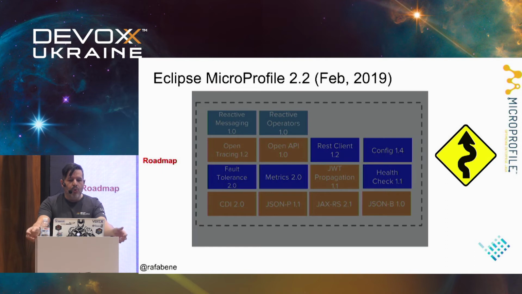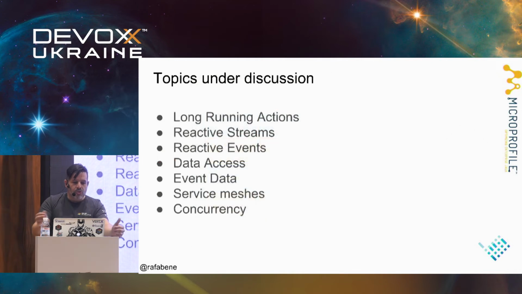Okay. What will come for MicroProfile 2.2? That might be a question. It's scheduled for February of 2019, and they plan to release reactive messaging and reactive operators. So everything seems to be going reactive. What is under discussion at this moment are long-running actions, as I said, reactive streams and events, data access, event data, service meshes, and concurrency.